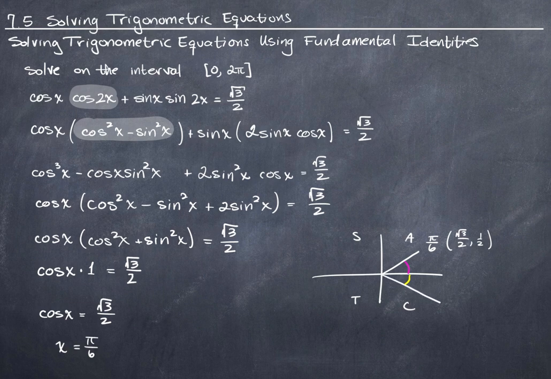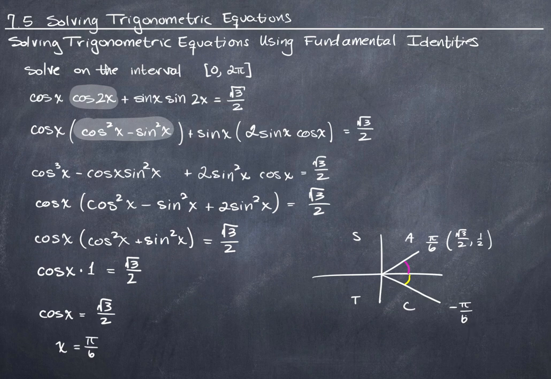Now the easiest way to name this angle, since this is pi over 6, this is probably negative pi over 6, right? So we just call that negative pi over 6. However, we're asked to find answers in this interval. Negative pi over 6 is not in this interval. So we need to find a different name for this angle.